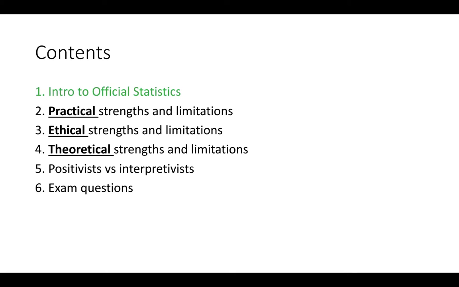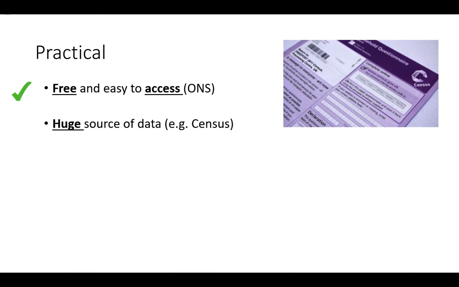Okay, so let's move to look at some of the practical strengths and limitations. So practical strengths, well, straight away, we've got a wonderful strength here, which is that it's free and it's easy to access. You could pause this video right now and type into Google Office for National Statistics, or just ONS, and you can browse a huge range of data and you won't have to pay anything. You can download that data and use it however you wish. You can publish it in your own report. So it's incredibly easy to access and there is no cost. It's a massive source of data, as we've just said.